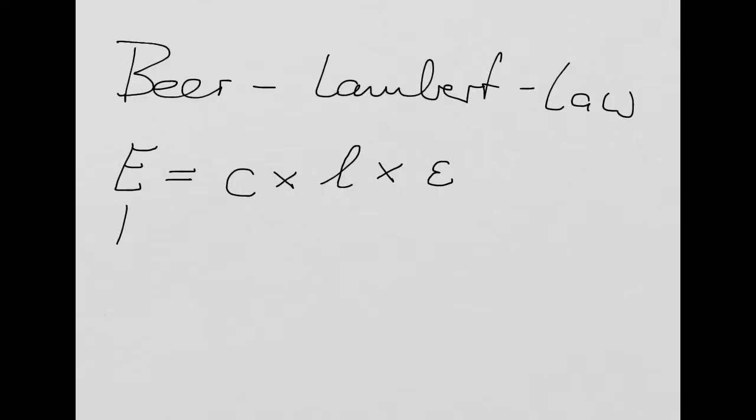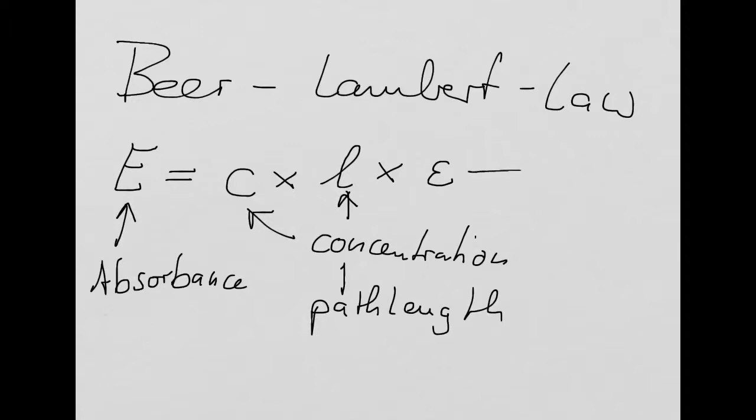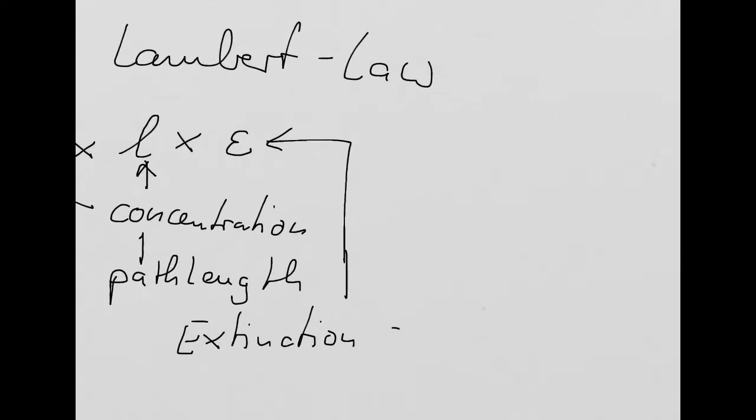So this is absorption of the light, or absorbance. This is the concentration. This here is the path length, and we usually have 1 centimeter or sometimes 3 centimeter cuvettes. And this guy here, that is the extinction coefficient or extinction factor.